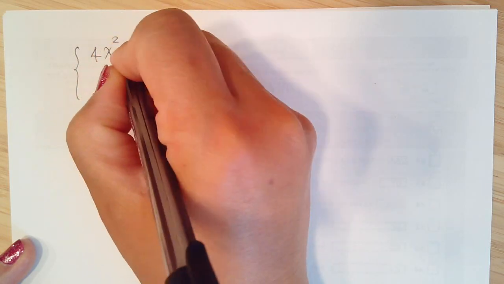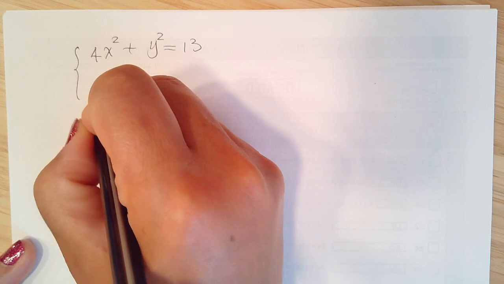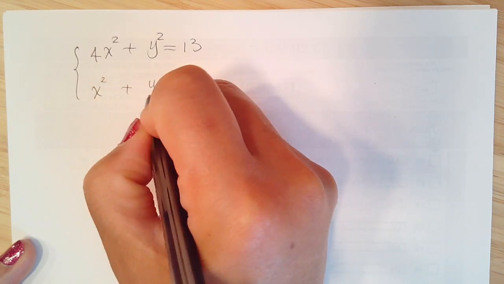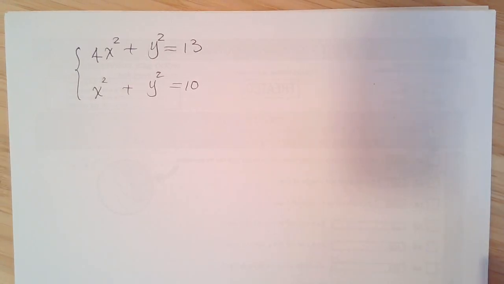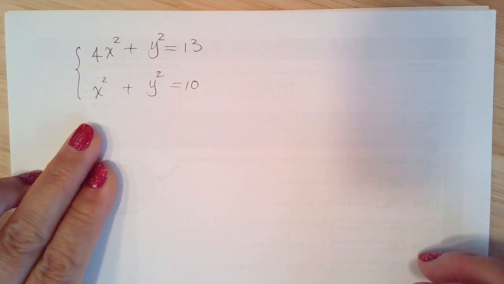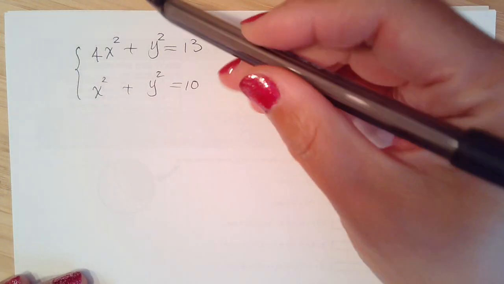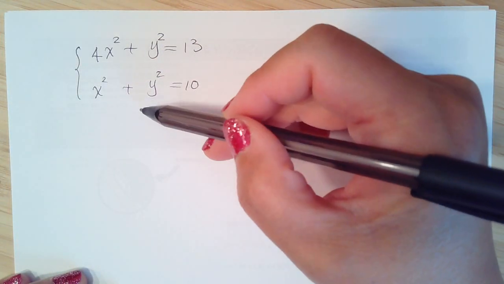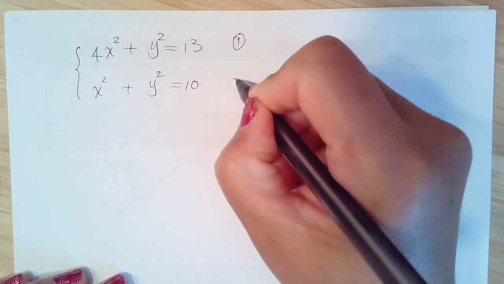4x squared plus y squared equals 13, and then x squared plus y squared equals 10. Oh my, there's no first degree term. It has all the squares. I have x squared, I have a y squared. So what are you going to do? Well, you can just treat this x squared and y squared as the whole piece. Now, here is a y squared, here is a y squared. This is the first, this is the second.